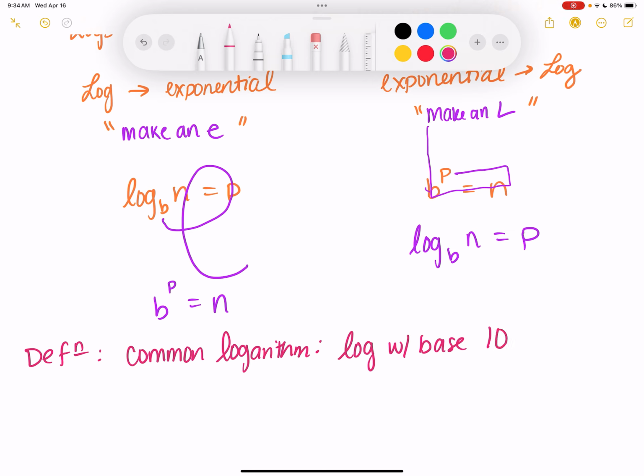Oh. Yeah. And you don't say it like you know that. Is it an uncommon logarithm if it's log with base 11? No, it's just a log. This one's just a special, fancy one.